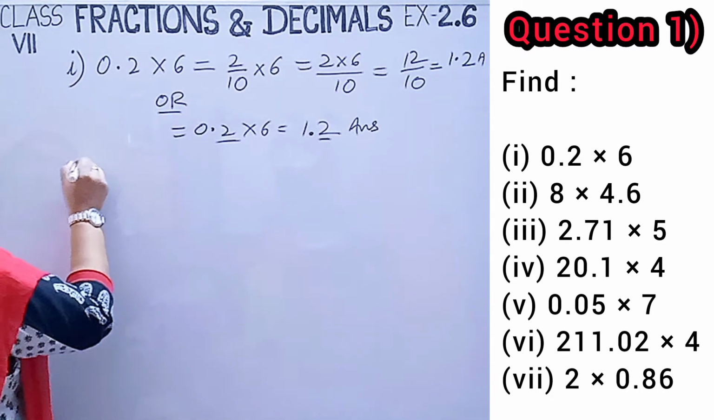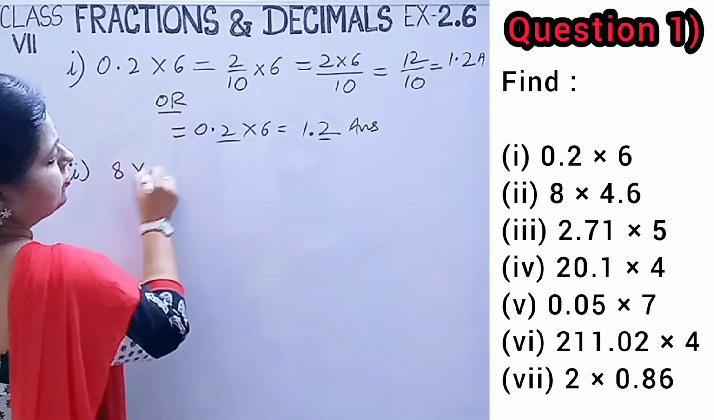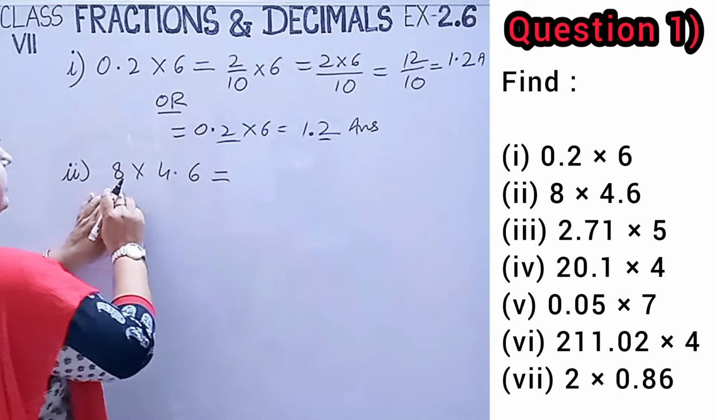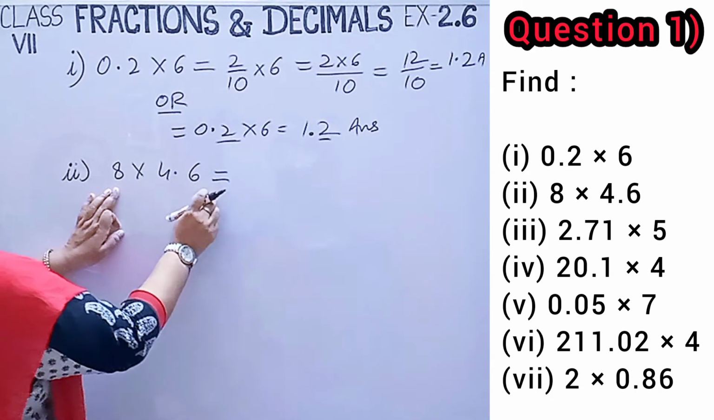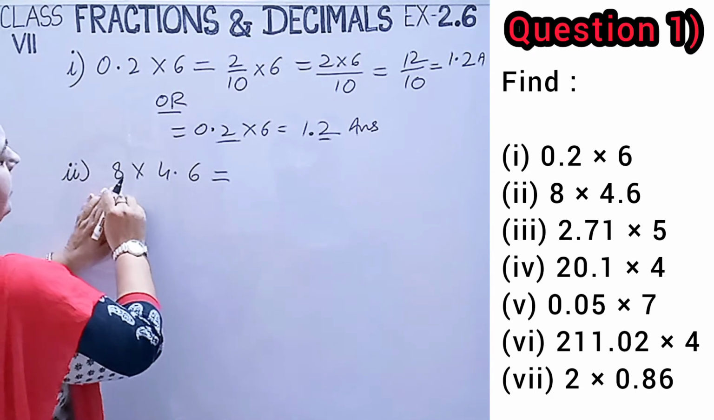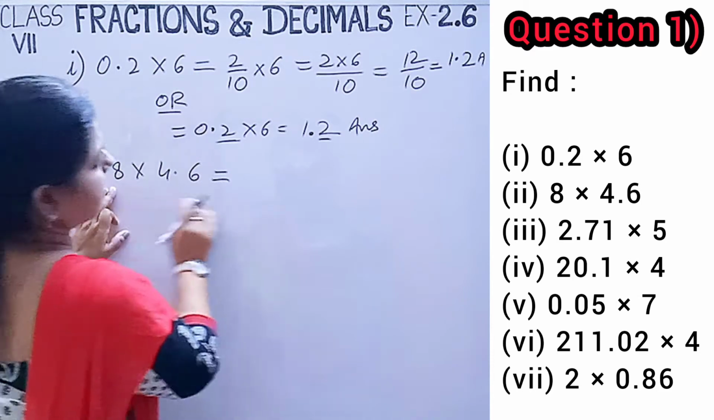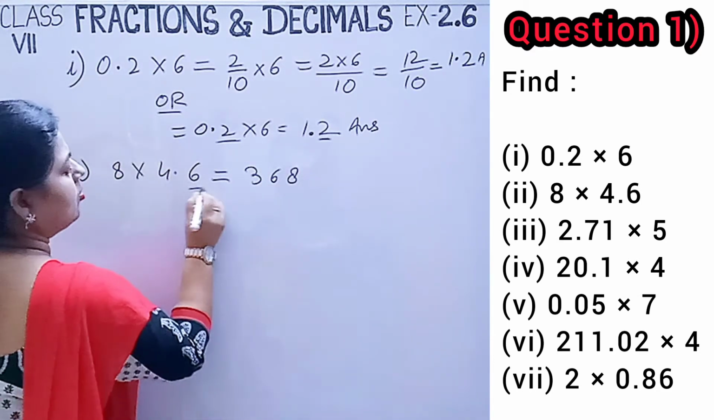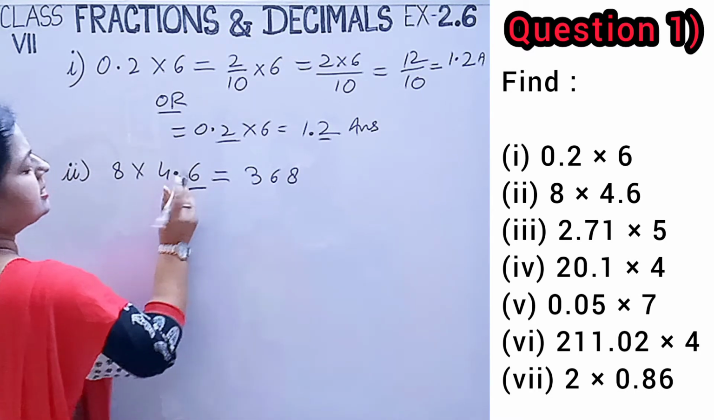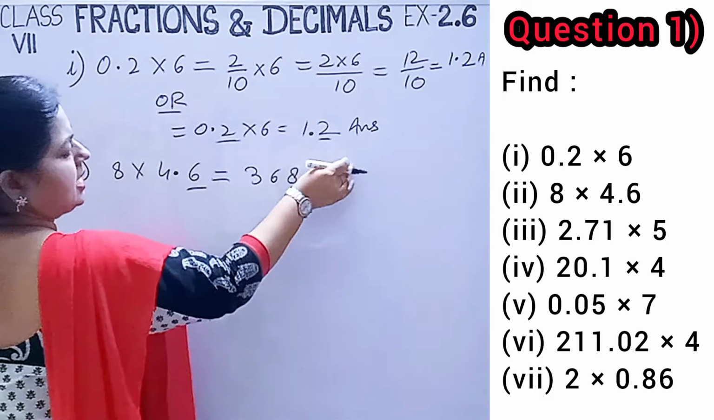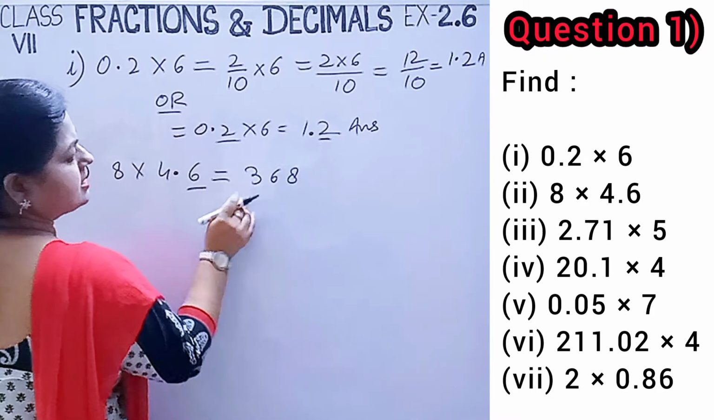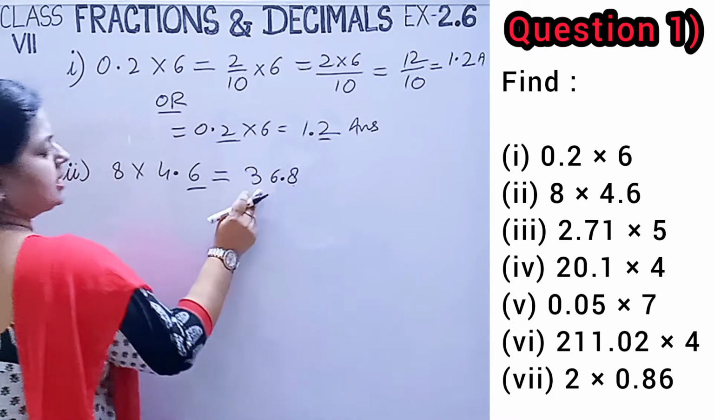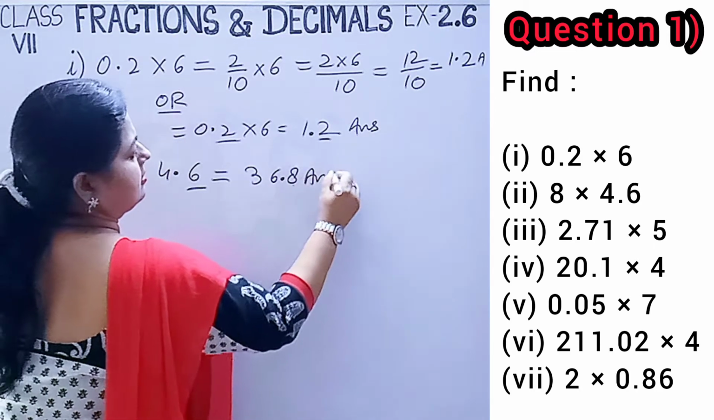Second part, 8 into 4.6. So here we have to multiply 8 with 4.6. After multiplying 8 with 46, I get 368. Now we have one digit after this decimal. So here from right to left we have to count the digit. So this is first digit. It means we have to put the decimal here. So answer is this one.